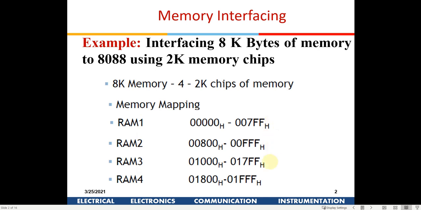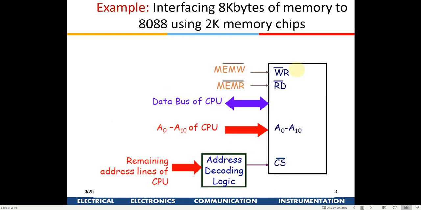So this is the first step we need to do while designing a memory interface. We have assigned the memory addresses to all the 4 RAMs, each of 2K. Having done that, this will be the block diagram. If you are asked to make a block diagram, you need to draw it like this, where you need to show read and write signals coming to the memory chip.